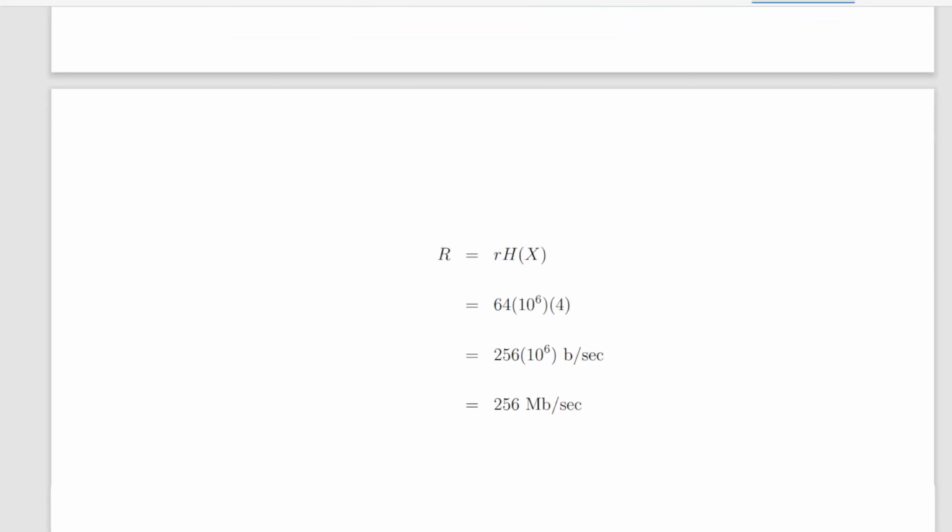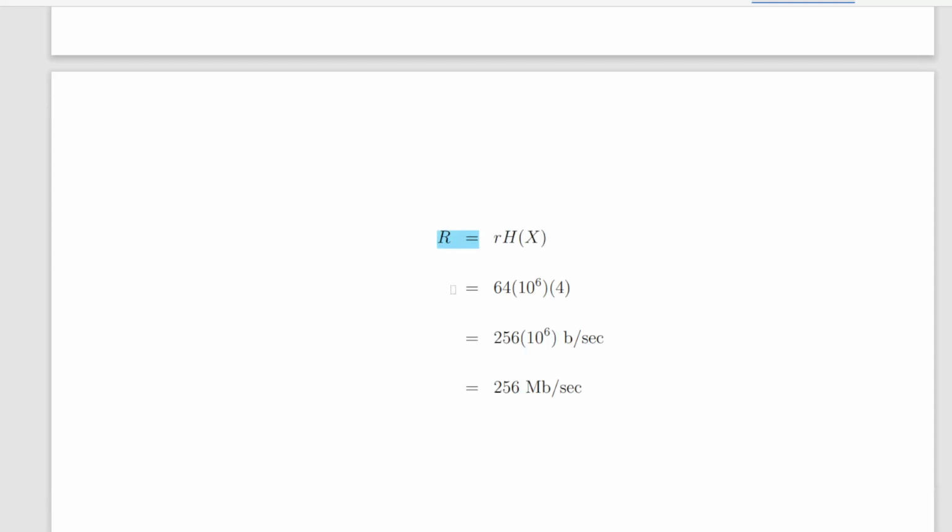Multiply that out. Capital R, the average information rate, is small r times H(X). That is 64 by 10 to the 6 by 4. By the way, I'm keeping it as 10 to the 6 because that's a million, a mega. So 256 times 10 to the 6 bits per second. That's our answer: 256 megabits per second. We'll leave it there.